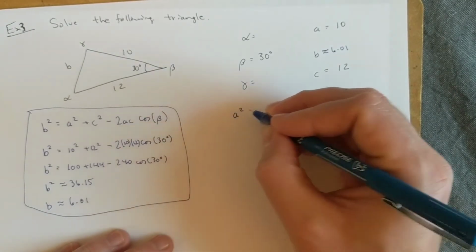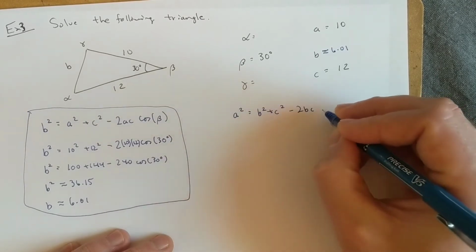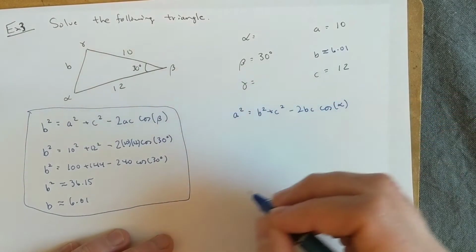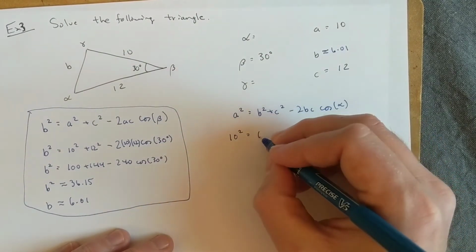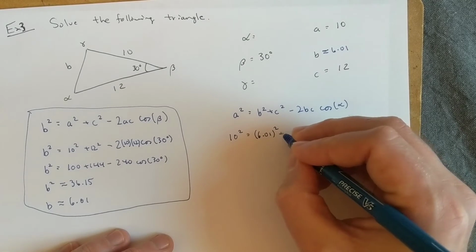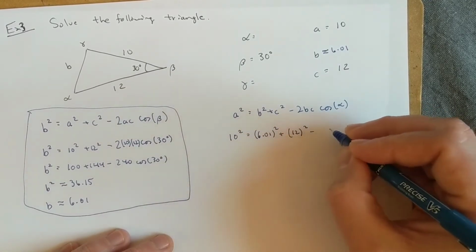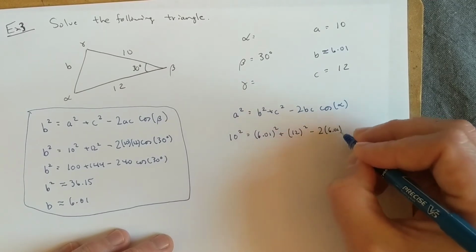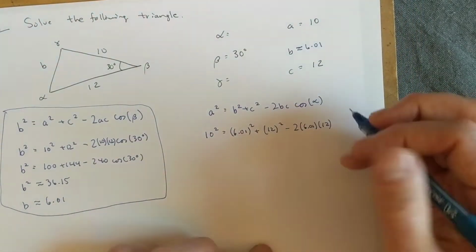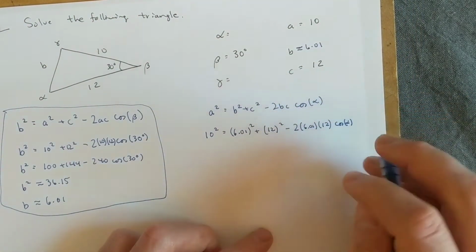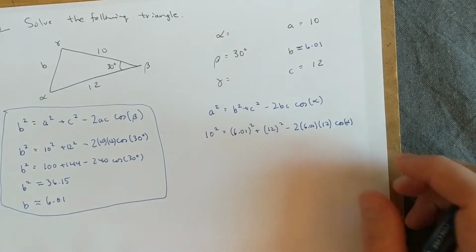So I'm going to use the equation A squared equals B squared plus C squared minus 2BC cosine alpha. And so I know A squared is 10. I know B squared now, 6.01. I know C, 12, and then minus 2 times 6.01 times 12, and then I'm looking for alpha. So this will be cosine of alpha, and in the end, I'll take the inverse of cosine to find alpha.